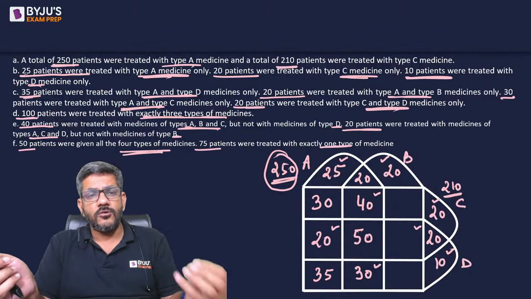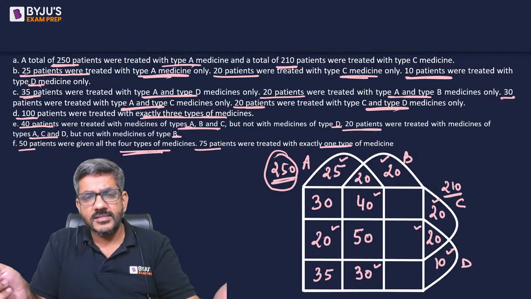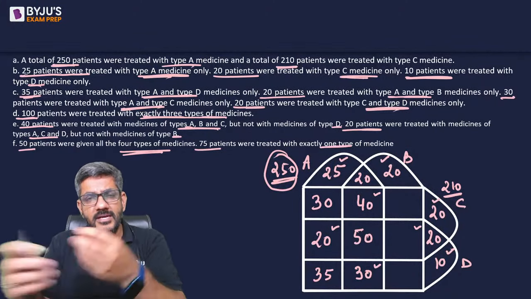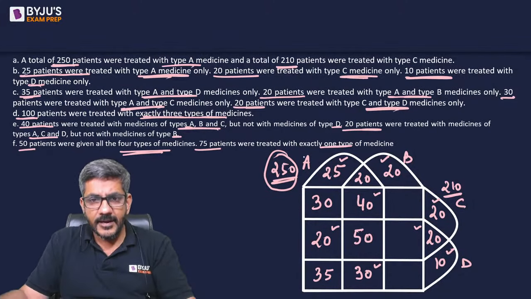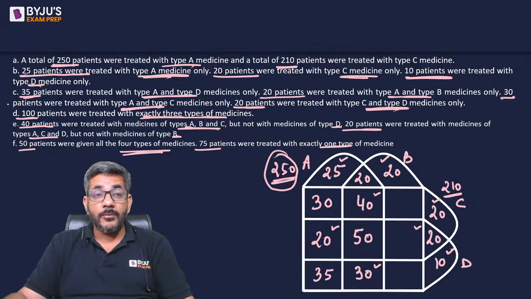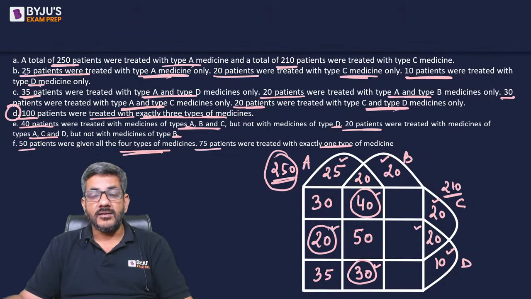Straight away is telling you all 4 is 50, right? A, B, C and not D is this. A only is this. B and C is this. सब कुछ चीजें सीधी सीधी दे रखी हैं. It becomes pretty easy then, right? Now he has already given us in statement number D 100 people are treated with exactly 3. So this area plus this area plus this area plus this should be 100. इसमें से 3 areas पहले से 90 बन गए. So this area would be 10.